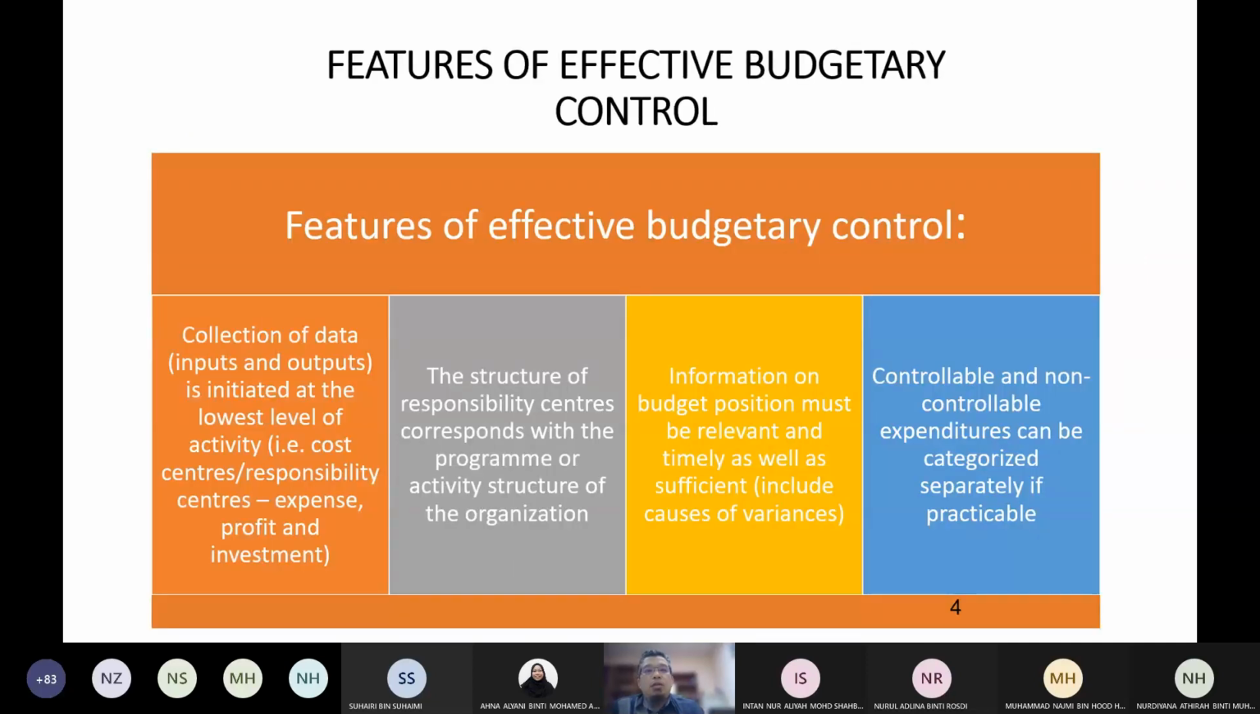All right, now we move on to the features of effective budgetary control. Collection of data, inputs and outputs is initiated at the lowest level of activity. This information can be financial and non-financial. At the lowest level means the unit. Even at university level, we have the university, and then we have faculties and divisions. These can be considered the lowest level in the activity of government.